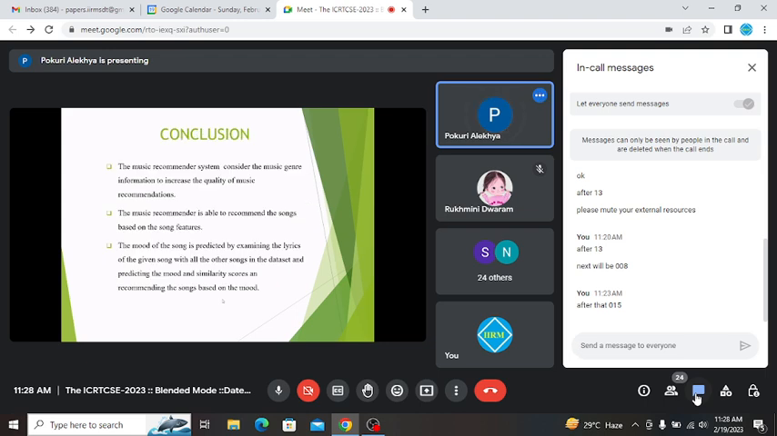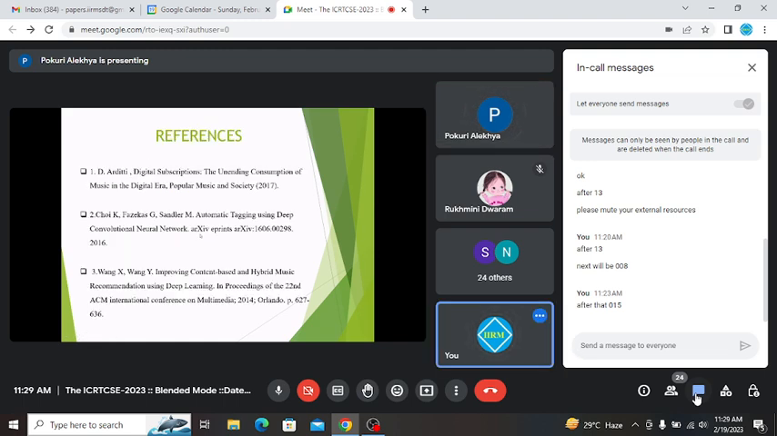And the conclusion: this will consider our music genre information first, and the music recommender is able to recommend songs based on song features. It mainly focuses on the lyrics and the tune of the song. These are the references I have taken, sir.